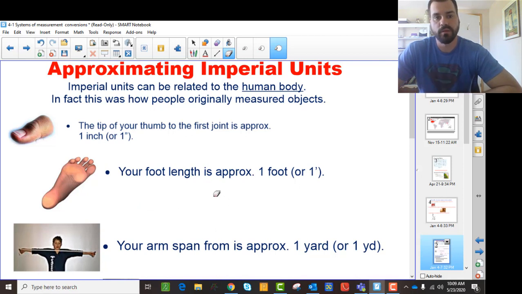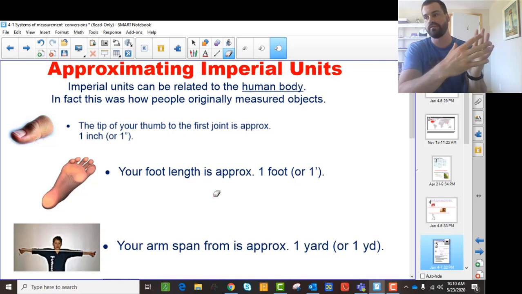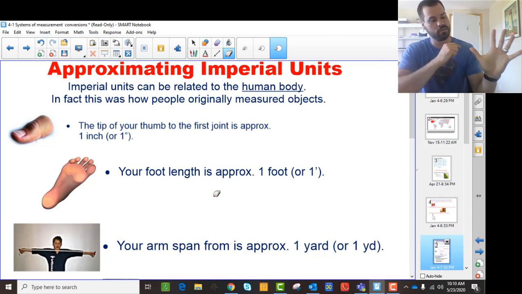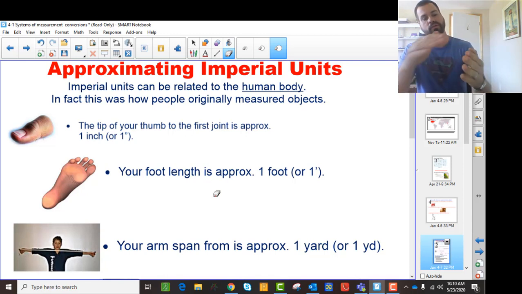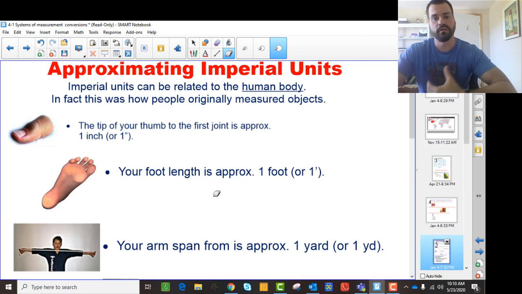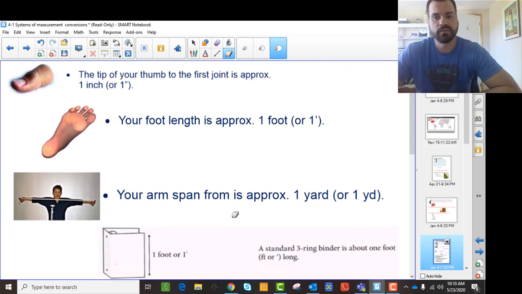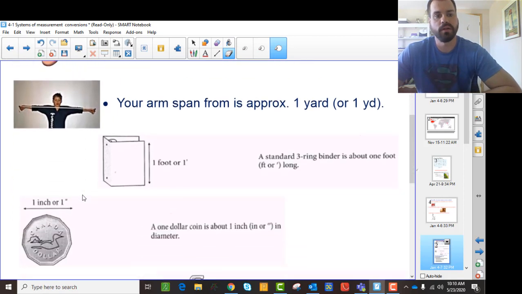You talk about spans and cubits and things like that. They were measurements of the distance across from your finger to your thumb when you spread your hand out like that, or the distance from the tip of your finger to your elbow. Okay, so people used to use their bodies to measure things. Now we don't. We have measurement tools like rulers and measuring tapes and those sorts of things. But it's good to have an approximation in your mind about what each of those are.